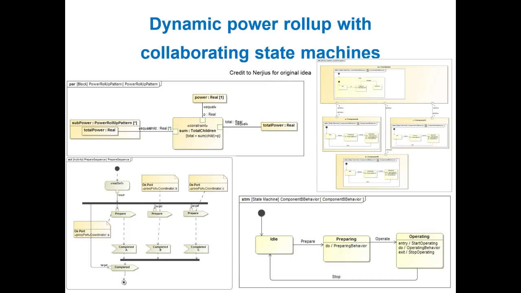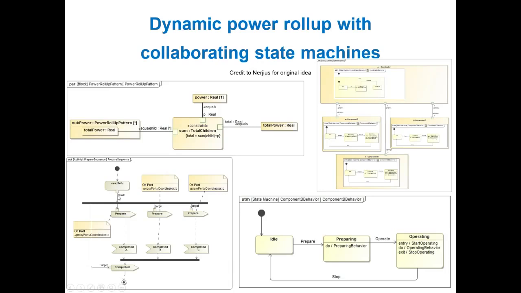So here is another highlight that we came up with over time, where Neris had the original idea, based on some discussions that I had with him and with other people. It was to have a power roll-up of a hierarchical system based on their states. So here you have a little system which has a coordinator and 3 components which are driven by the coordinator, and in operating state they consume some amount of power, and you want to know how this power evolves over time while they are operating. So you have an activity diagram which communicates from the coordinator to the components to bring them into operating state.